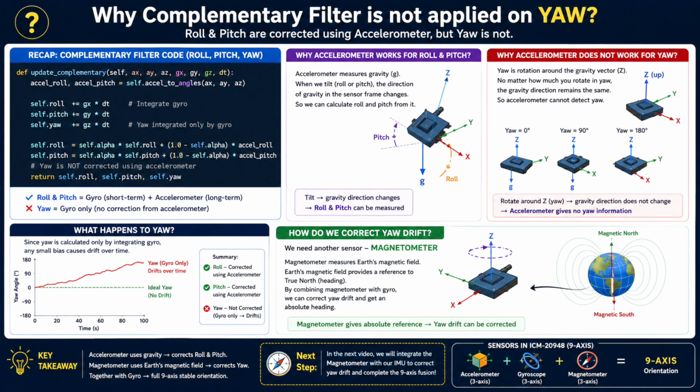You might have noticed something interesting. We applied the complementary filter to roll and pitch, but not to yaw. Why is that? The reason is simple. The accelerometer measures gravity, which allows us to determine roll and pitch. However, rotating around the gravity vector, that is yaw, does not change the direction of gravity. As a result, the accelerometer provides no information about yaw.